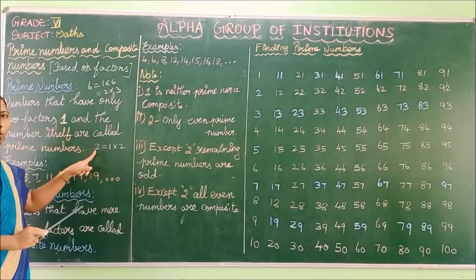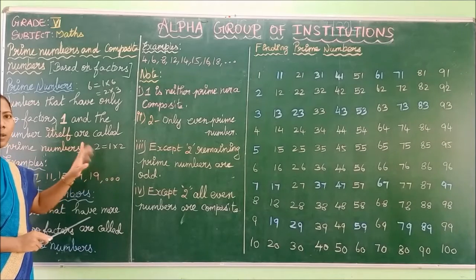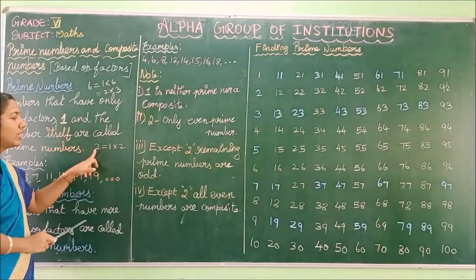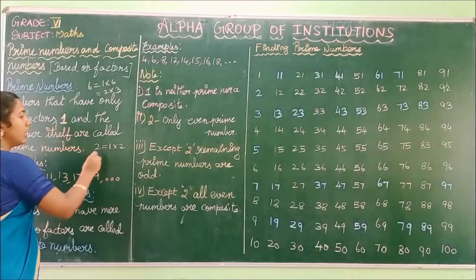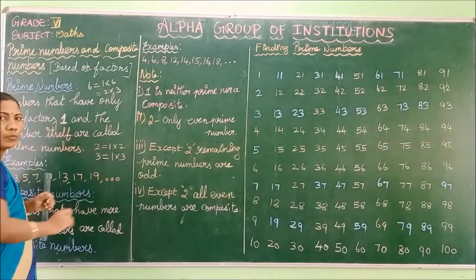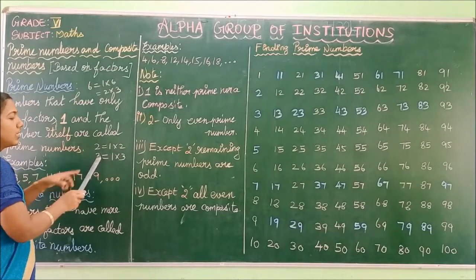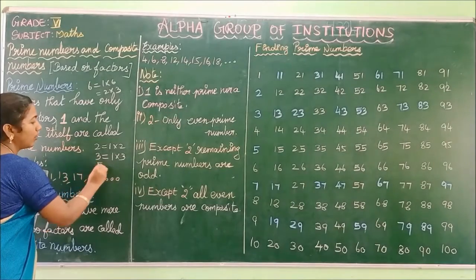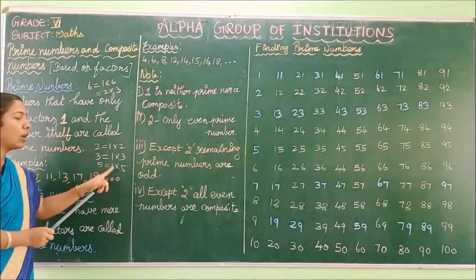But for 2, this is the only way to write 2 as the product of two numbers: 1 and itself. Thus the factors of 2 are 1 and 2. Similarly, for 3, you can write only 1 into 3. You can't write 3 as the product of some other numbers. So the factors of 3 are 1 and 3 only. Similarly, 5 can be written as 1 into 5, so the factors of 5 are 1 and 5.